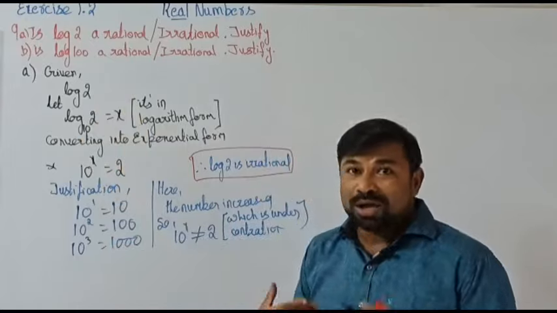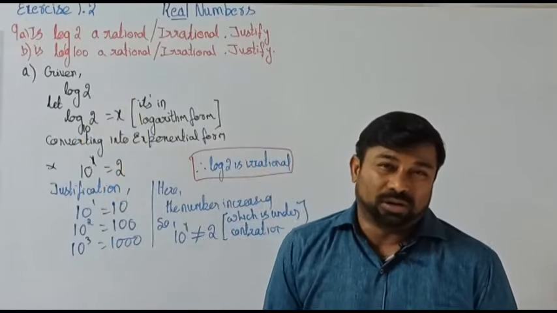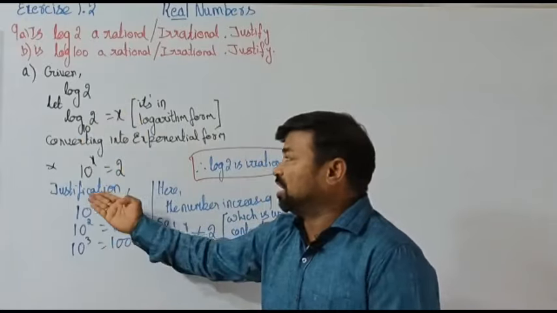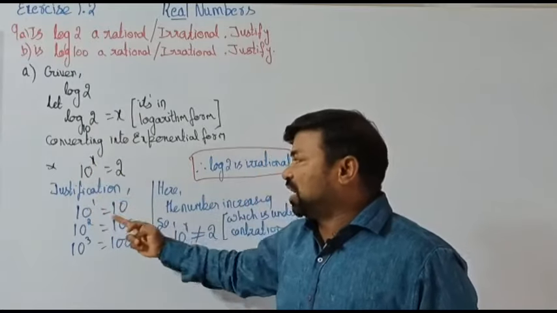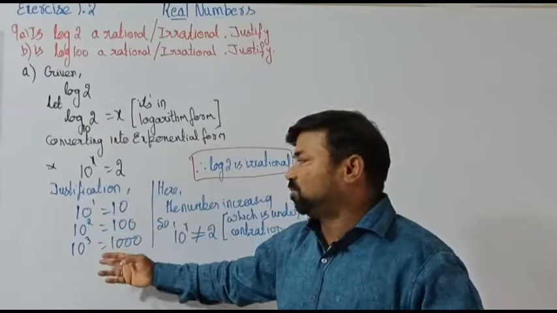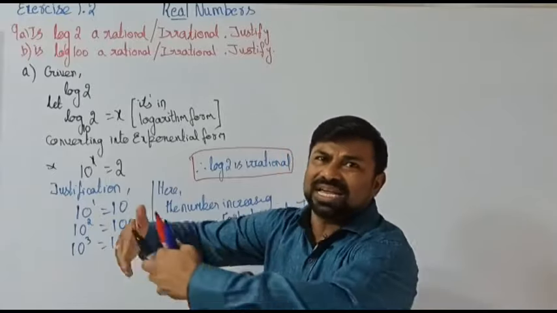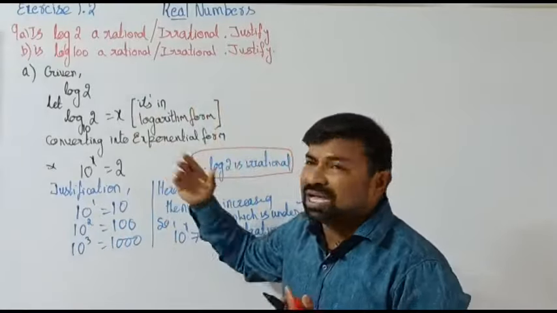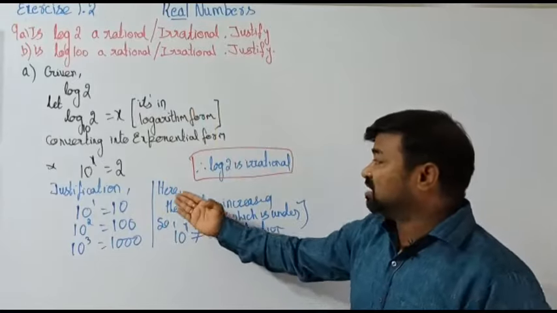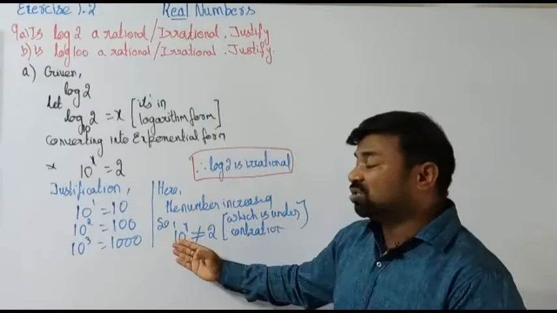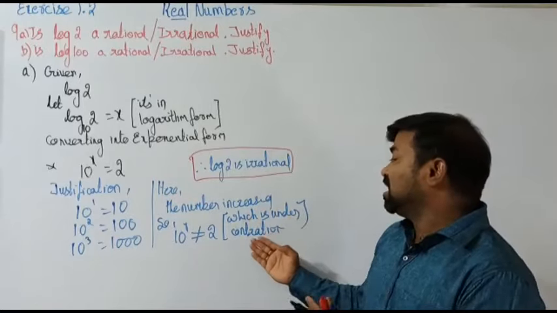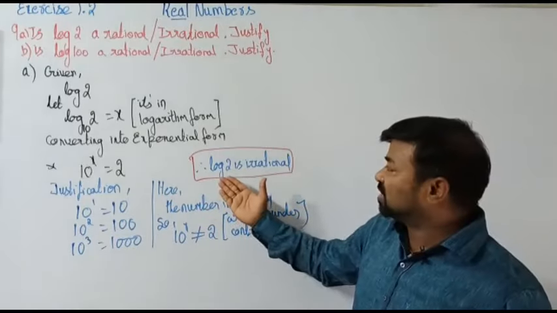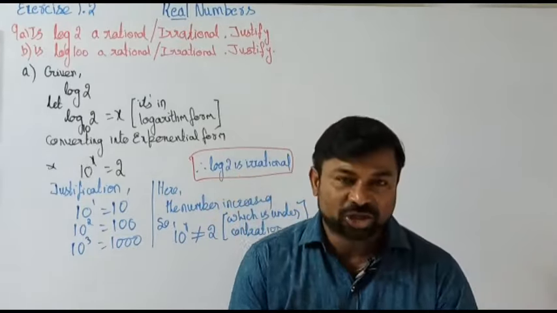You got it? Now I am checking out whether that is possible. You can call it a justification or checking out. 10 to the power 1 is 10, 10 to the power 200, 10 to the power 3000. The number is getting increased. We are not getting it as 2. So that's what we said: here the number is increasing. So 10 to the power of x can never be 2, which is under contradiction. Therefore, we can say log 2 is irrational.